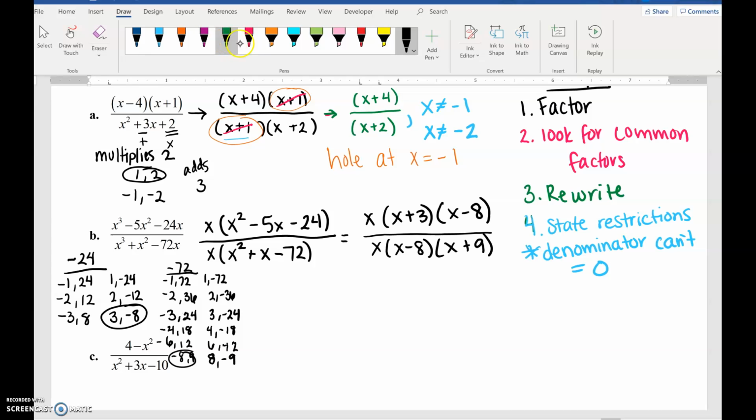So now let's go ahead and look for all those duplicates. We have this x and this x. So those are going to be 1. And then we have x minus 8 and x minus 8. So I'm going to go ahead and rewrite that. So we have x plus 3 left on the top and x plus 9 left on the bottom. And our restrictions in this case would be, the x's would make it so that x cannot equal 0. And then this one here would make it x cannot equal 8. And then this last one here would be x cannot equal negative 9.